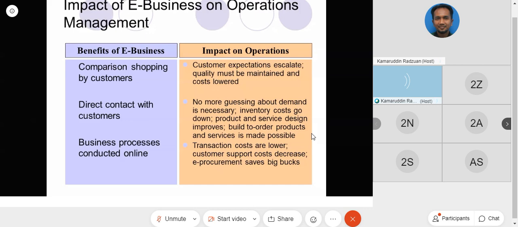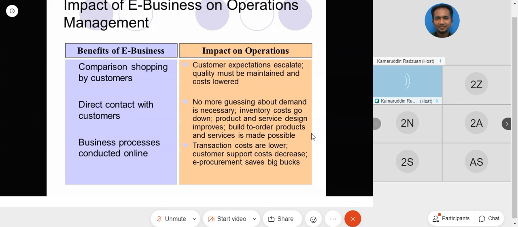Direct contact with the customer. When we use e-business, we can have direct contact with the customer, and this will impact the business, which now has more actual demand from the customer compared to the previous process, which relied more on forecasting. But now, when doing online business, they can have information or data about the actual demand from the customer.